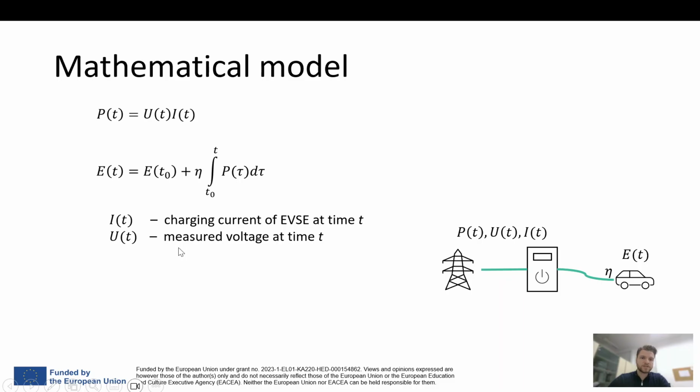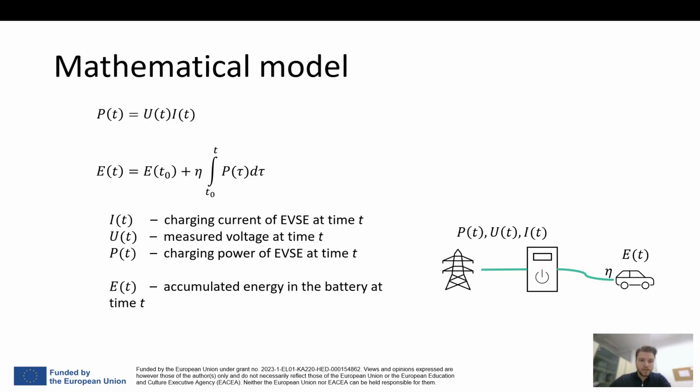So again, I of t denotes the charging current of the EVSE at time t. U of t is the measured voltage at the point of common coupling between the EVSE and the distribution grid at time t. P is the charging power of the EVSE, so how much power the electric vehicle supply equipment draws from the distribution grid at time t. E of t is the energy that is accumulated in the battery at this point in time, and eta is the charging efficiency, which is assumed to be constant.